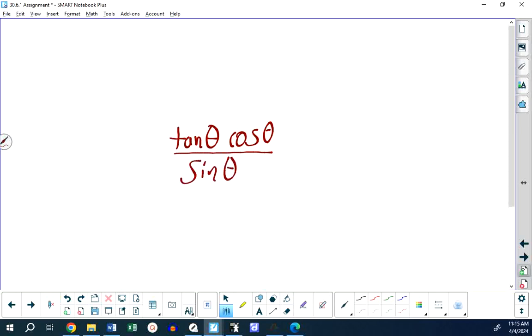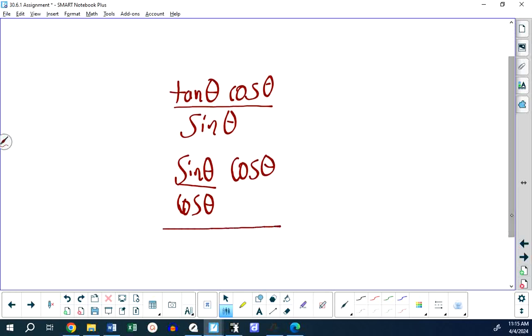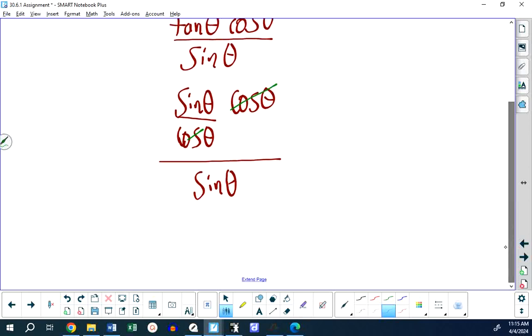theta. This is sine theta over cos theta times cos theta in the top. And in the denominator, we have sine of theta. We don't need to multiply top and bottom to clear out that cos of theta as a mini denominator. We were gifted that extra cos theta there.